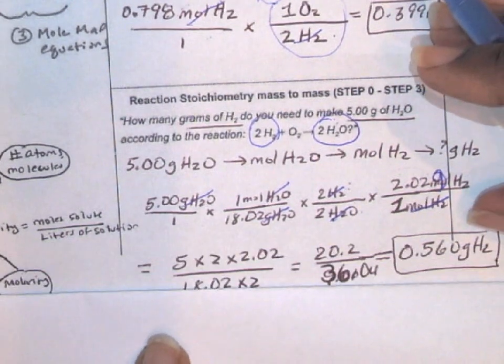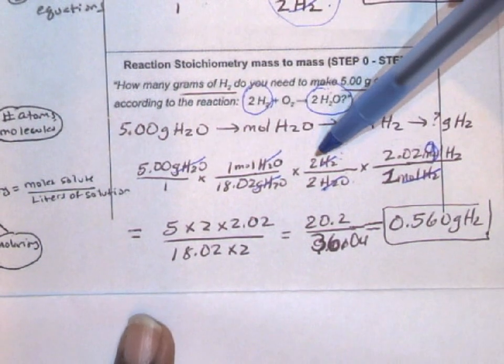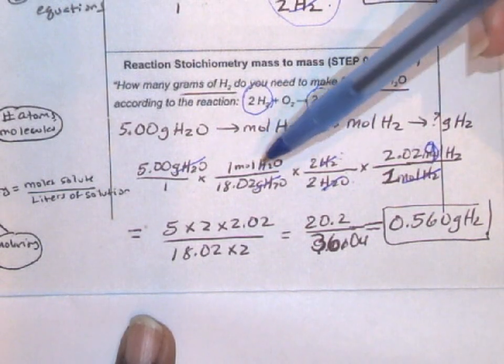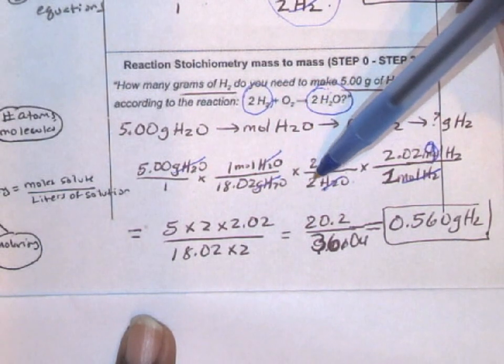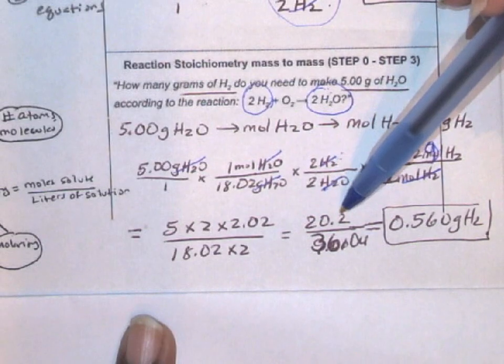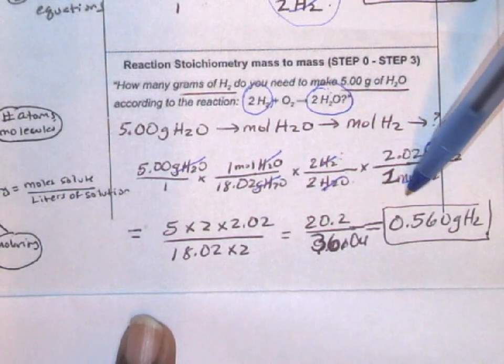And then the math looks like this: 5 times 2 times 2.02 in the numerator, divided by 18.02 times 2, and then I get 20.2 divided by 36.04, and that gives me the final answer.